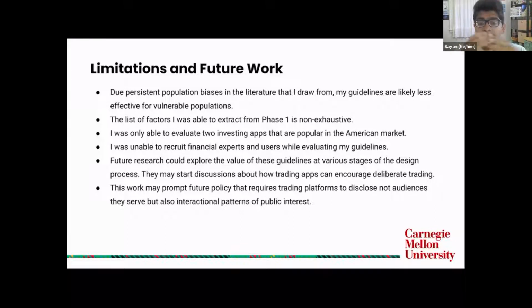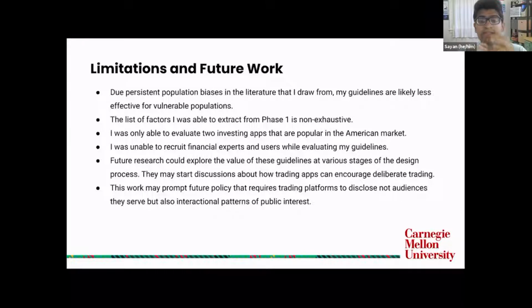One side effect of my approach in this entire guideline formation process was that my guidelines are likely less effective for vulnerable populations. This is because of fundamental and persistent population biases in the literature that I draw from, especially psychology. Many fundamental results were studied with white, rich men and educated people, and wealth, independence, and education may as well affect investing decisions. As such, my guidelines are best seen as a first step in a longer process of making investing more democratic in actuality and not just rhetoric.